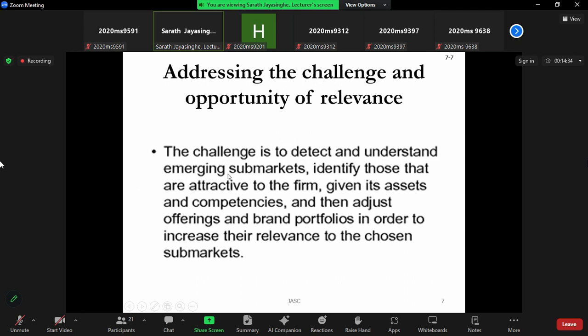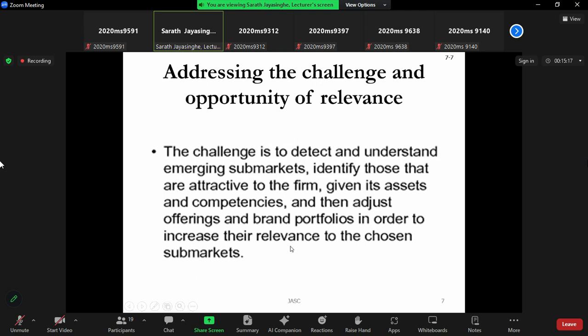You can identify they are attractive to the firm, and also the firm has some competencies and resources, right? So you have to think about your resources, and then you have to adjust the offerings and your portfolio or some kind of product in order to satisfy the customers. And even though you have different products, you have to think about your set of customers, their different characteristics, and you have to design your product relevant to the customer.